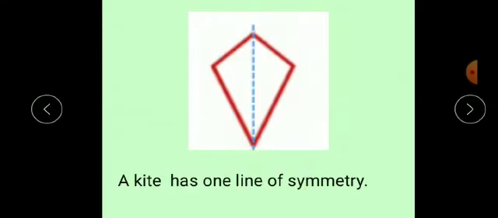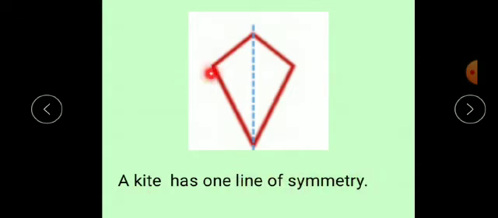Then see the next example. This is a kite. Now how many lines of symmetry are there? If we draw a line from the middle, then we can get two equal parts. So a kite has only one line of symmetry. A kite has one line of symmetry.